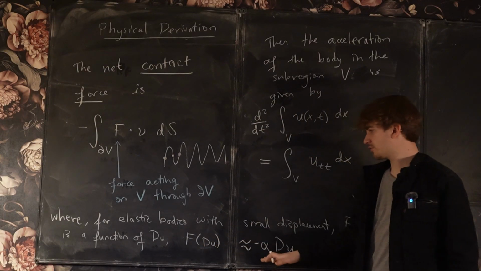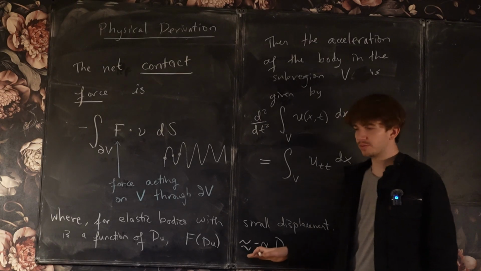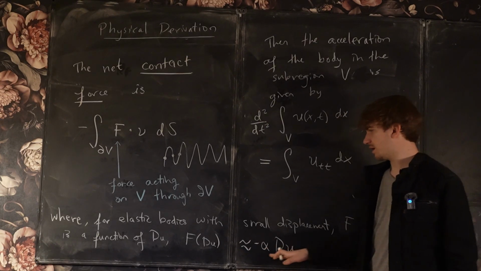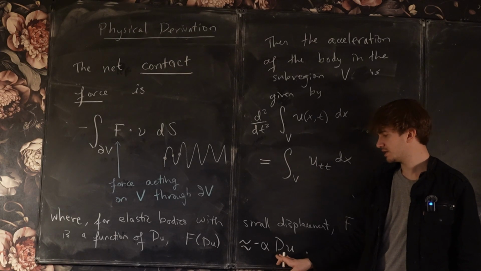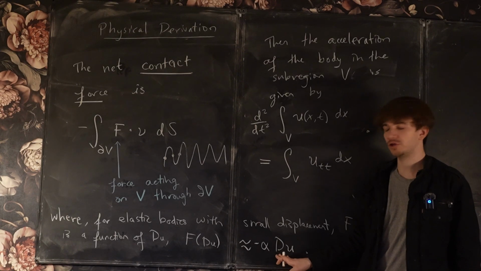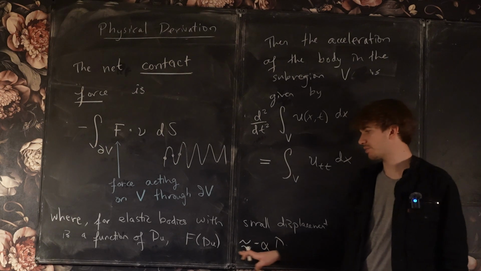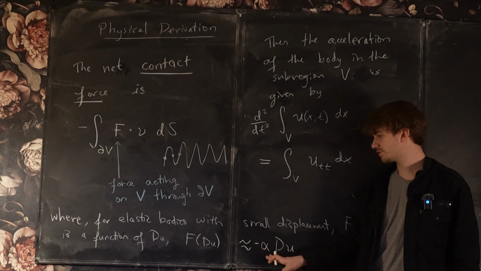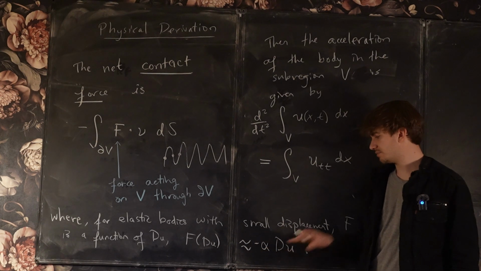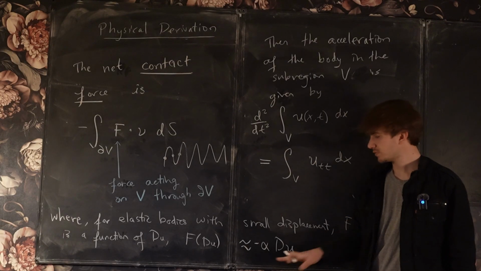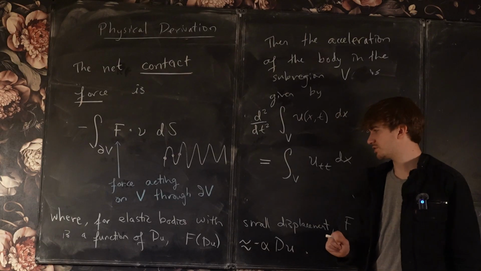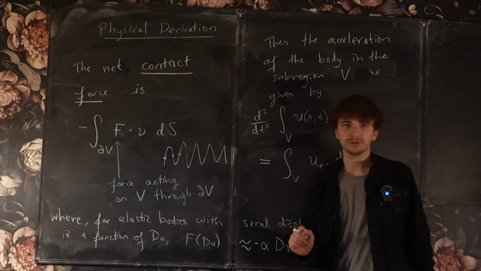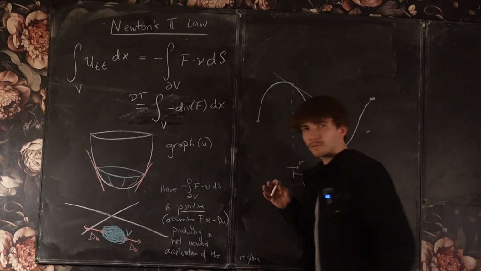And then for a small displacement, we can use the Taylor approximation and approximate this to first order as just a constant times the gradient of u. And this approximation here, when we approximate this elastic force by some constant times the gradient of u, of course with a negative sign, is actually going to give us the wave equation. So let's see how that happens.